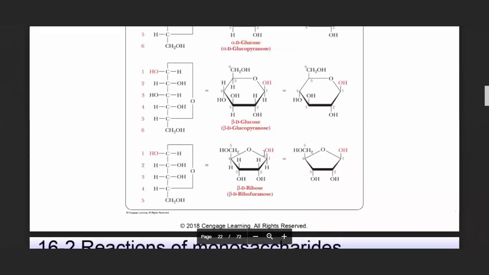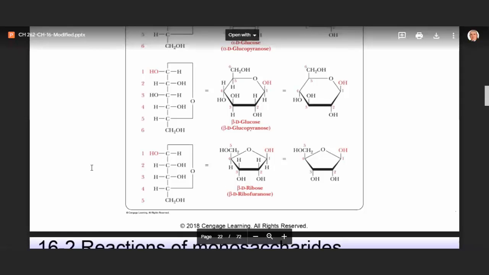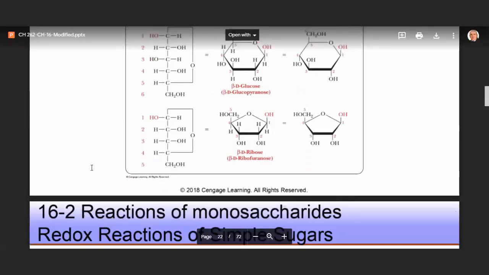Also, we have a 5-membered ring sugar called ribose. In Fischer, also in Haworth, OH left, up, beta D-ribose. And as we said, ribose is important in the structure of DNA and RNA.